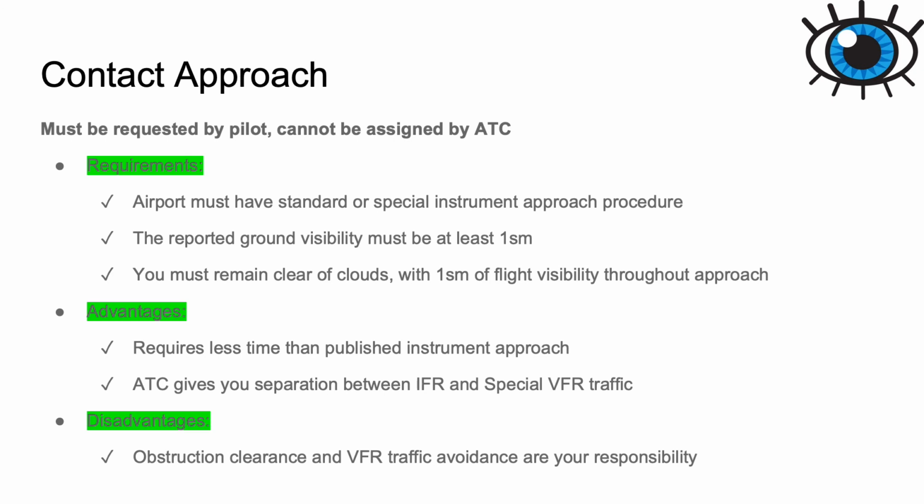A contact approach has to be something that is requested by the pilot, and they are essentially a shortcut. We use these when we can see the airport or see the landmarks and are very sure that we can maintain at least 1 mile visibility and clear of the clouds all the way to the airport. And it allows us to not do the approach procedure, which saves us probably 15 or 20 minutes of flight time.